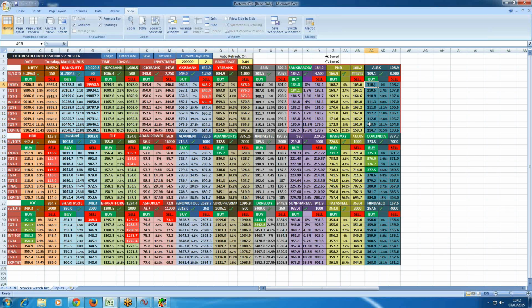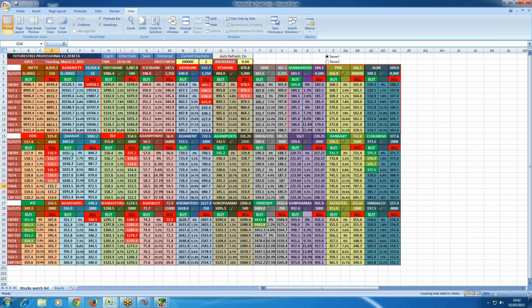ALBK gave a buy call. It's hit a stop loss. This is a stop loss, 109.1. So it's at 109, so the stop loss is done for that. HDIL we had a sell call. Now it is at, you can calculate the profits it's already made.